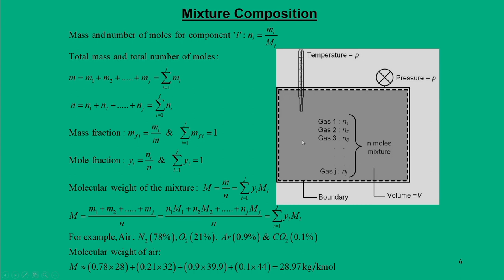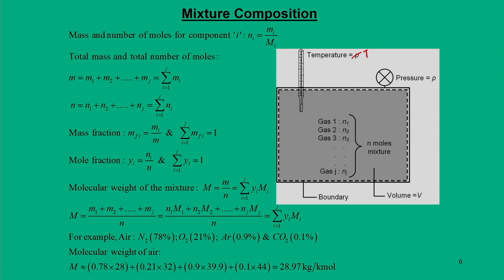So, whatever I have discussed so far is represented in mathematical form in the slides. What it says is that we have a mixture containing a number of gases 1, 2, 3 and j. Each gas will have a number of moles n1, n2, n3 and nj. The total number of moles in the mixture is n, and this mixture occupies a volume V, and exists at temperature T and pressure P.